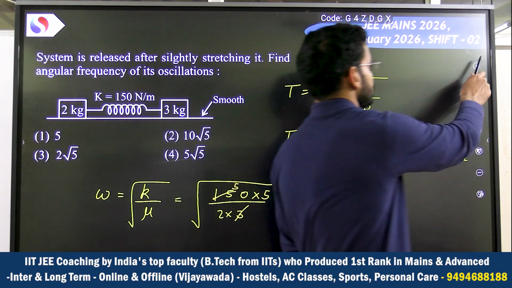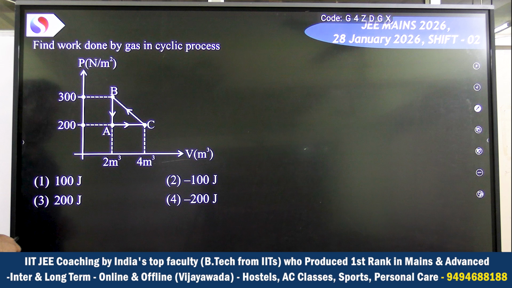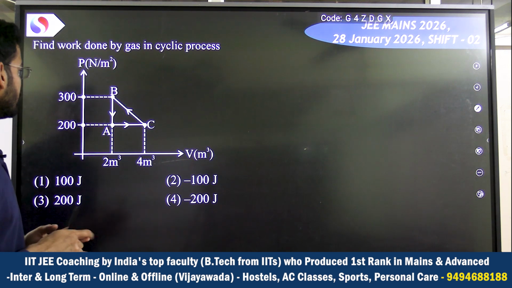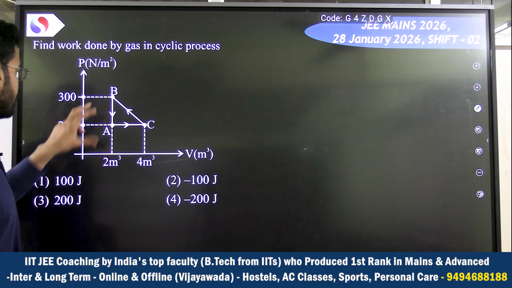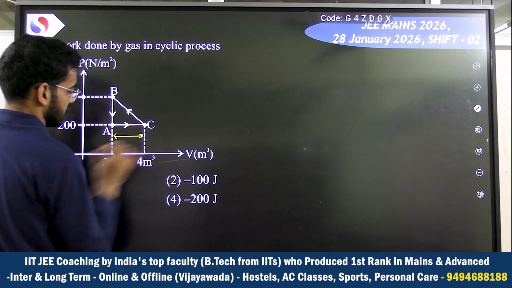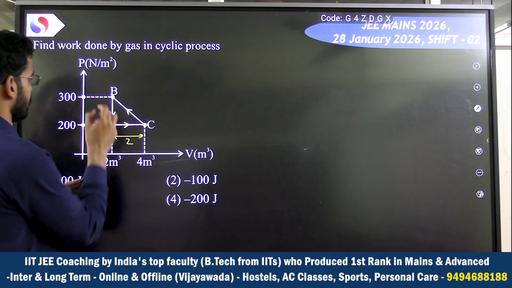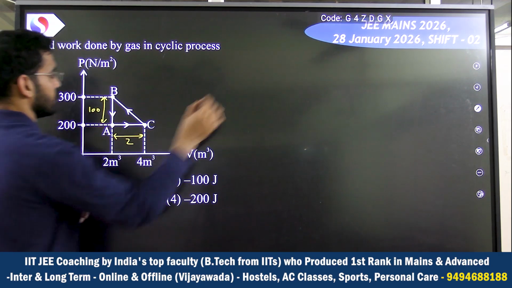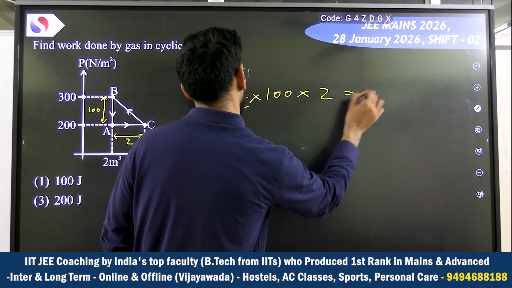Next. Find the work done by the gas in the cyclic process. You can go by process, through all 3 processes, or you can directly say it is the enclosed area. The enclosed area is half into base into height for the triangle. The base is 2 and 4, so 2, and everything is in SI units, which is a very good thing. The height is 200 to 300, so 100. So your area is half into base into height.